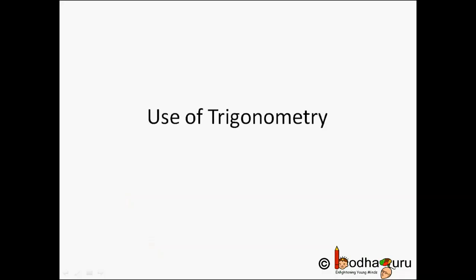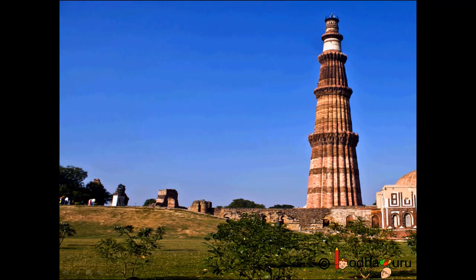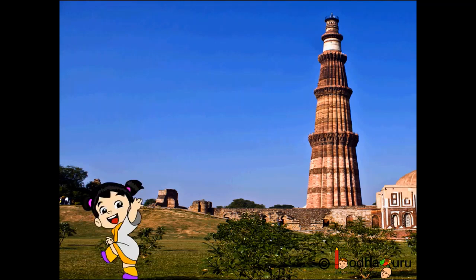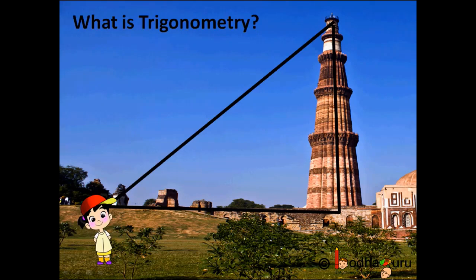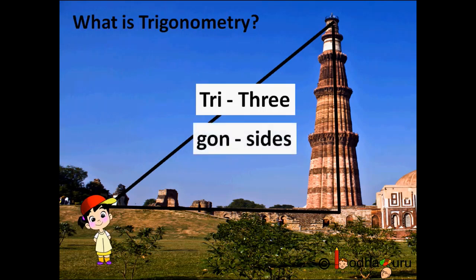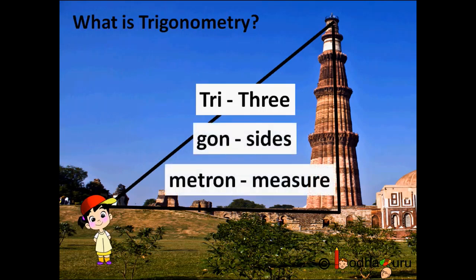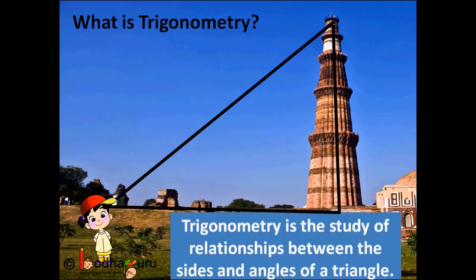Hello friends. Can you measure the height of a tall tower, say Qutub Minar, without climbing it? It may sound hard, but even you can do it, and that is the beauty of trigonometry. The word trigonometry is derived from the Greek words tri meaning three, gon meaning sides, and metron meaning measure. That is, trigonometry is the study of the relationship between the sides and angles of a triangle.